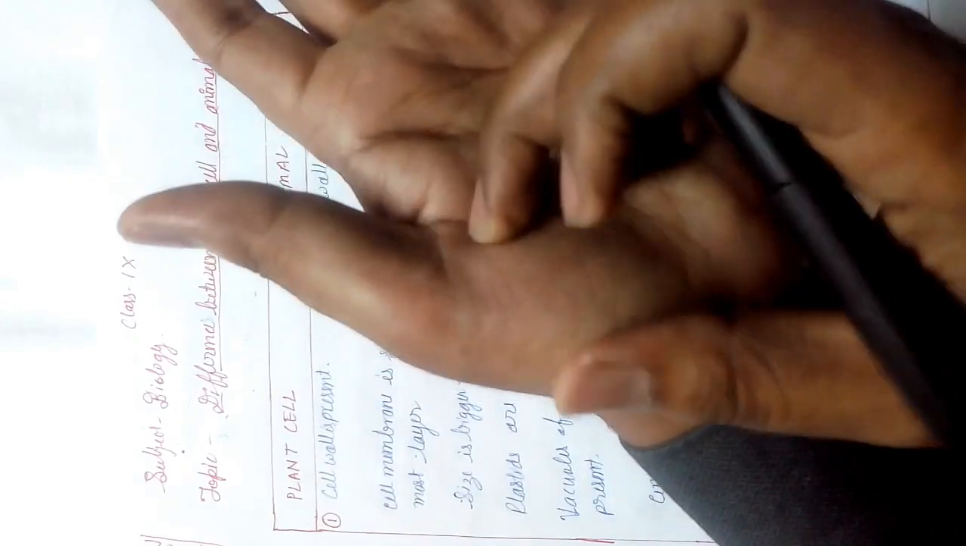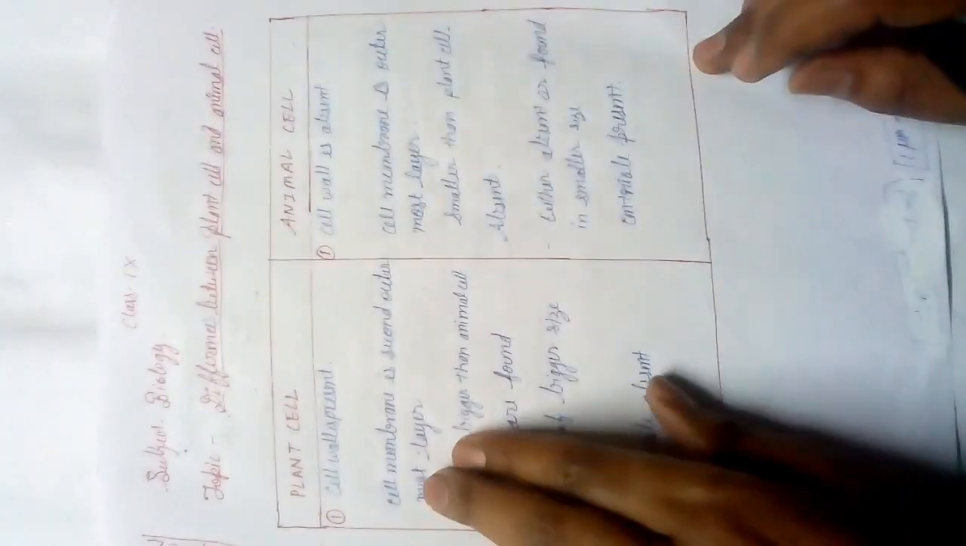Suppose this is my skin, muscle is there. If I press it, then see, they are getting impressed, I can say. If I apply pressure, so this is the benefit of not having a cell wall.